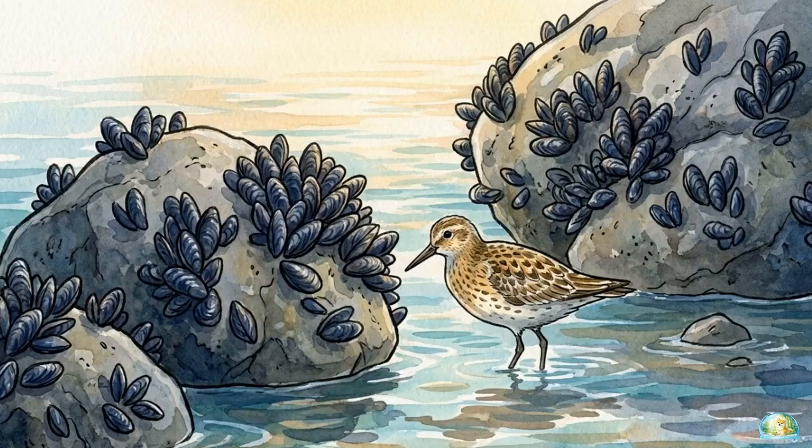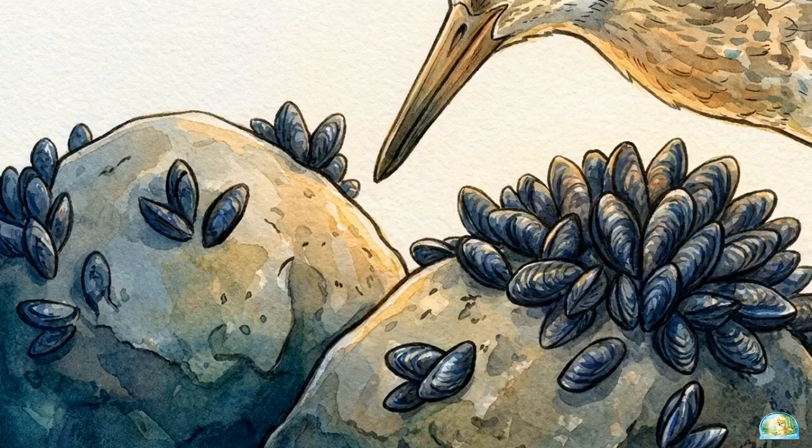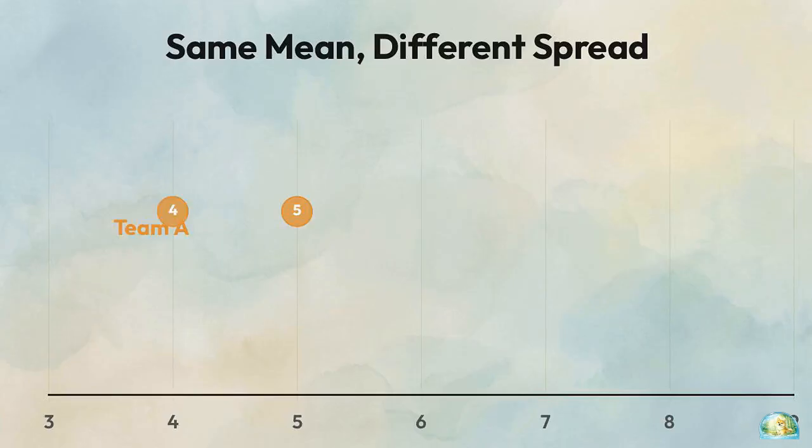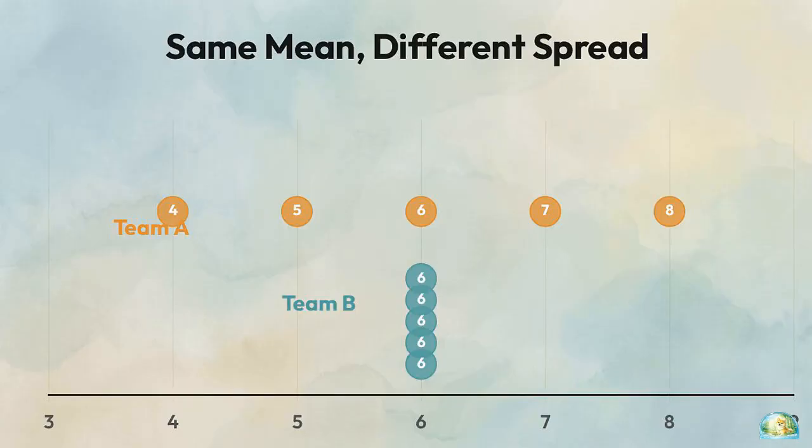Let's compare two groups of mussels on these rocks. We'll call them Team A and Team B. We want to find out which team has the greater spread and which center is appropriate to compare them. Team A: 4, 5, 6, 7, 8. Team B: 6, 6, 6, 6, 6.